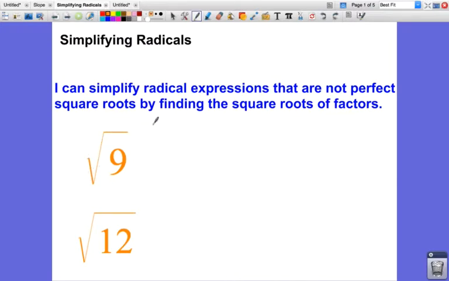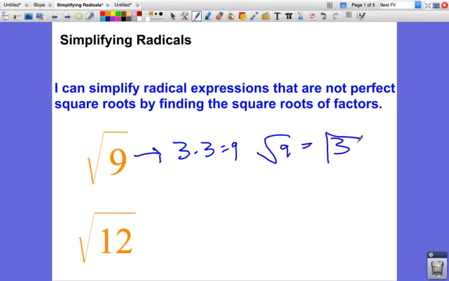So when we're talking about the square root of 9 right here, just a quick little review, what we're trying to find out is what times itself equals 9. So what number, if I multiply it by itself, will equal 9? That's what square root means, what number times itself. Well, I know that 3 times 3 equals 9. So therefore, the square root of 9 is just equal to 3. That's my final answer.